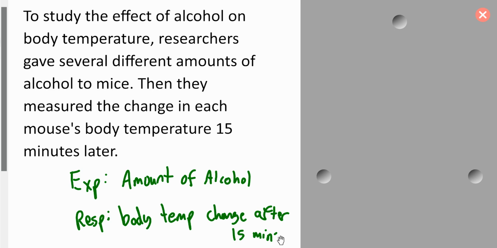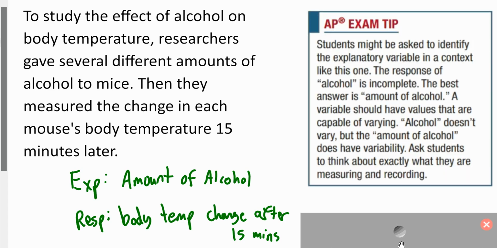Now, I wanted to point this one out because it is important to be specific. So students might be asked to do this, like on a FRQ or something on the AP exam, and they might just state alcohol as the explanatory variable. That's not enough. What does that mean? The type of alcohol? The color of alcohol? It's the amount of alcohol. You need to be complete in saying what we're dealing with. So a variable should have values that are capable of varying. In this case, it is the amount. So alcohol is not enough. So just a point of emphasis there with the AP exam.